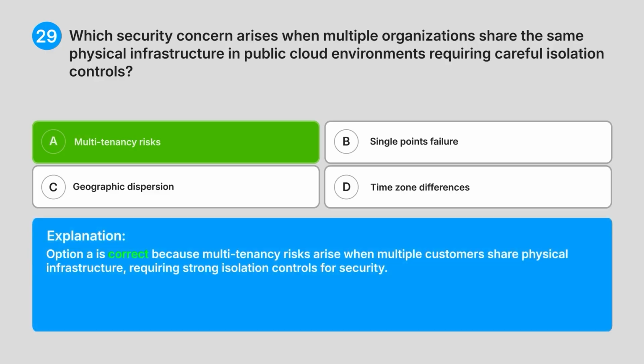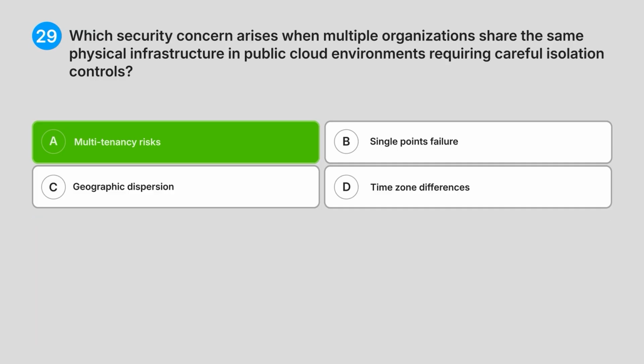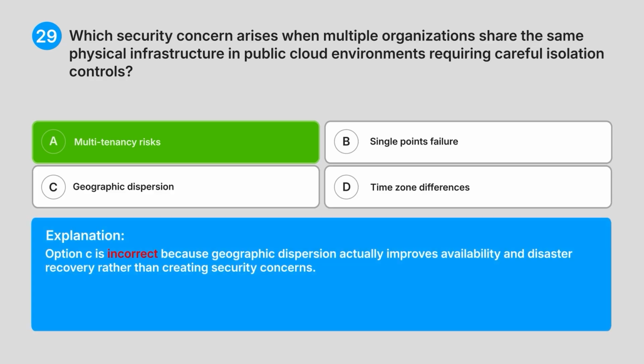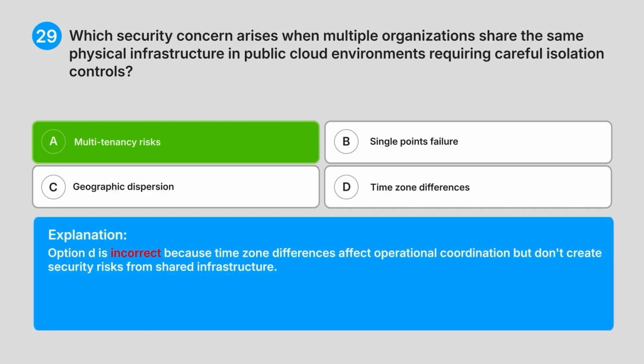Explanation. Option A is correct because multi-tenancy risks arise when multiple customers share physical infrastructure, requiring strong isolation controls for security. Option B is incorrect because single points of failure relate to availability and redundancy, not security isolation between different customers. Option C is incorrect because geographic dispersion actually improves availability and disaster recovery, rather than creating security concerns. Option D is incorrect because time zone differences affect operational coordination, but don't create security risks from shared infrastructure.